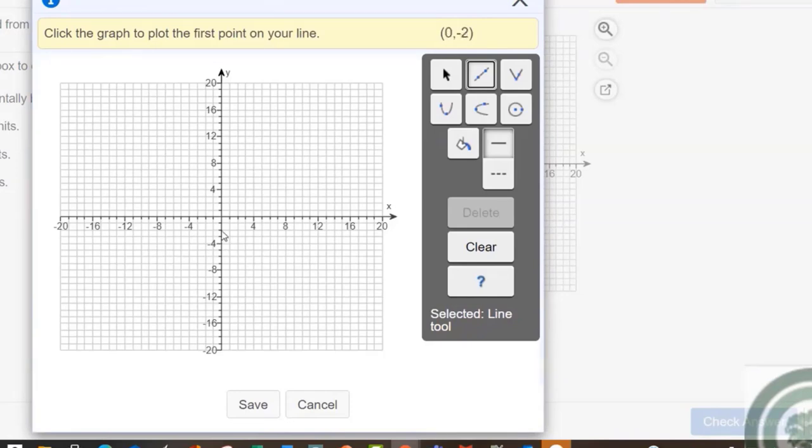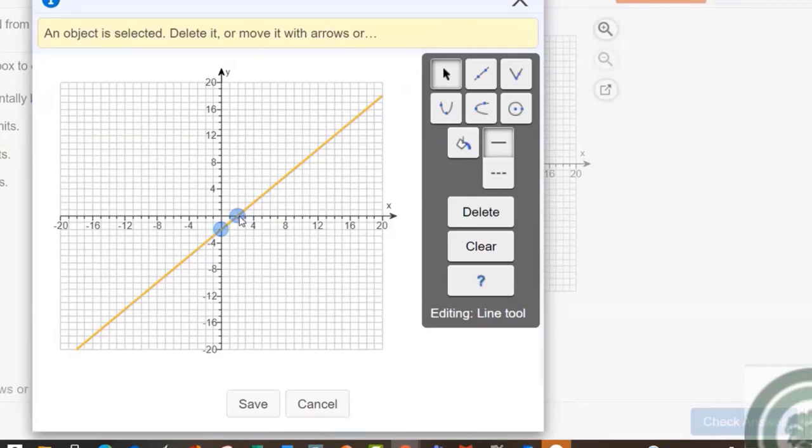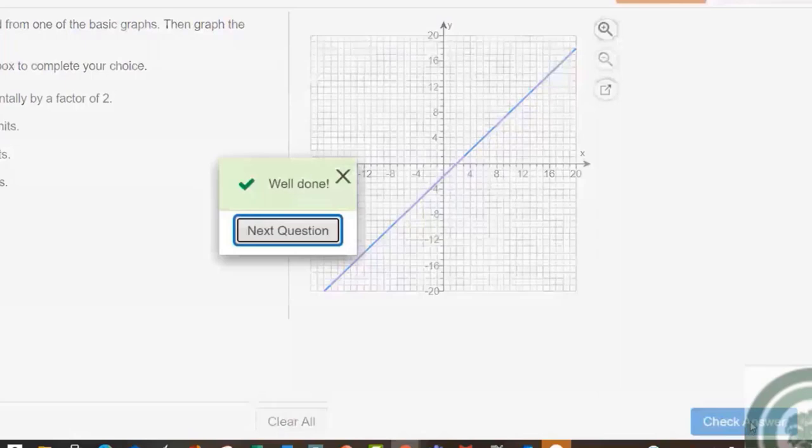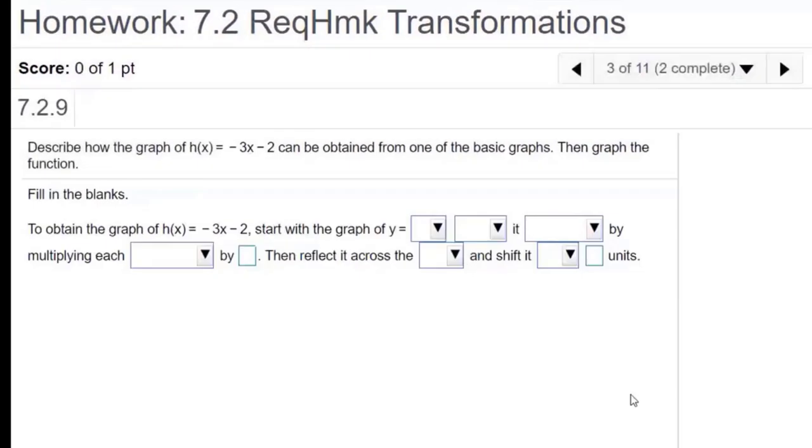All right, (0, -2). And always look in the upper right-hand corner or the right-hand end of the yellow banner. And that'll tell you exactly the point you're on. And then I'm going to (2, 0). I'm going to click there. And save it and check it. Okay. Wow, look at this.